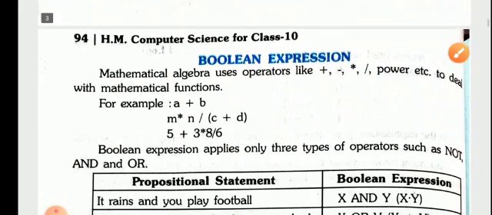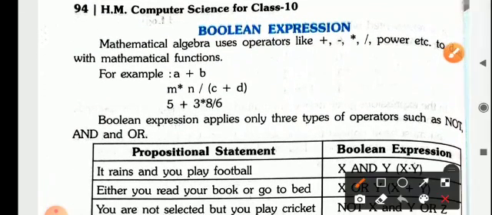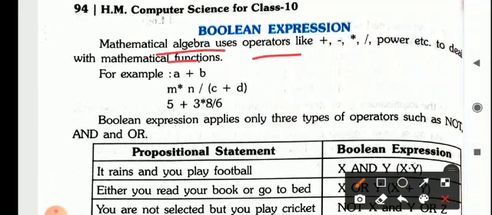Fine. Next we have the Boolean expression. Now what is a Boolean expression? You can see mathematical algebra uses operators like plus, minus, multiplication, division, power, etc. to deal with mathematical functions. Okay. Now A plus B is there, m into n divided by c plus d. So first this c plus d bracket will be solved. Then m into n will be done, and whatever is the result, that will be divided.